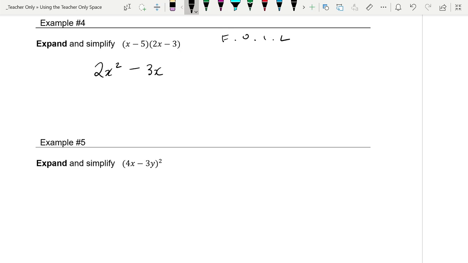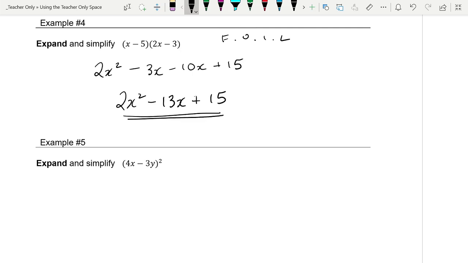Inside times inside is -5 times 2x, which is -10x. And last times last is -5 times -3, which is +15. Put that together and you get 2x squared minus 13x's plus 15. And again, none of those are like terms with each other, so you can't simplify it any more than that.